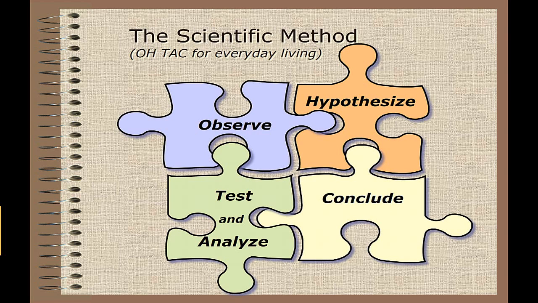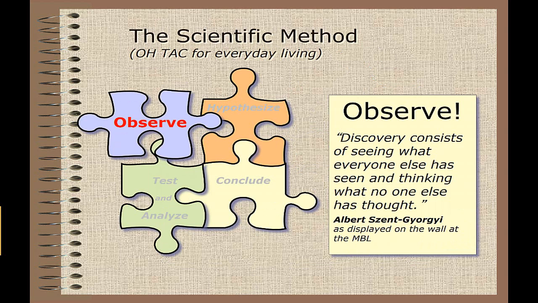Scientific method, there's many different ways to look at it. I think this is a way that works well for most of the students in high school, and it's called the OTAC for everyday living. That is, you observe, you hypothesize, you test, and then you analyze, and then you finally conclude. So those are the 5 steps in the process, and we're going to take the time to go through each one of them.